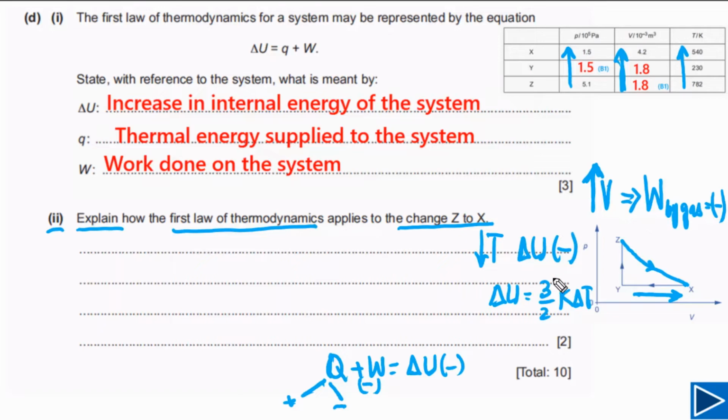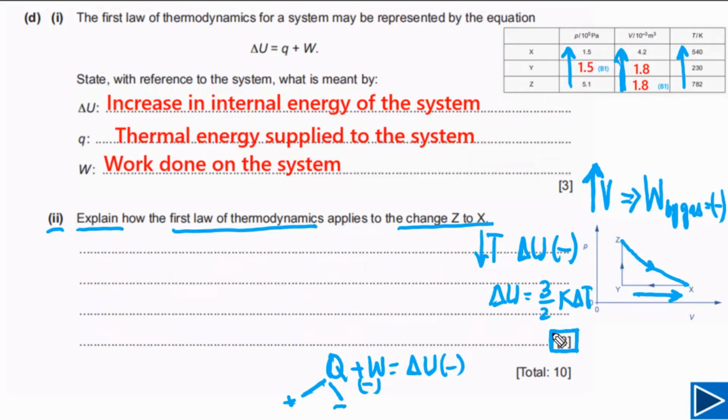So simply we can mention these 2 points. We can say as volume increases, work is done by the gas. As temperature decreases, it means internal energy decreases because the change in internal energy is negative. So you have to write these 2 points.